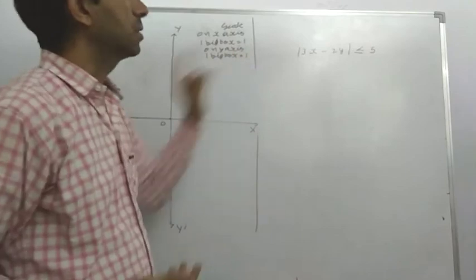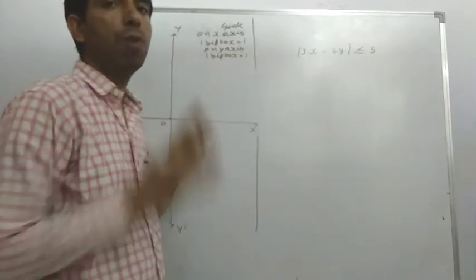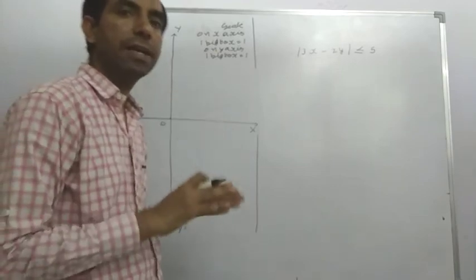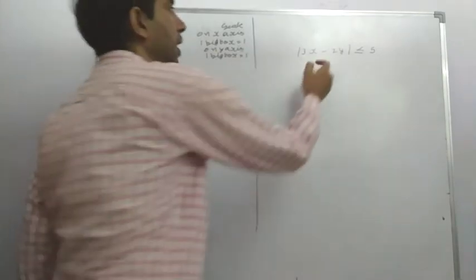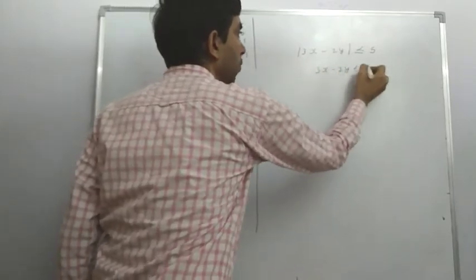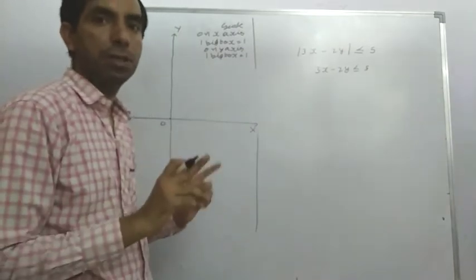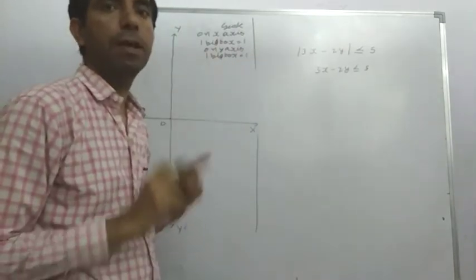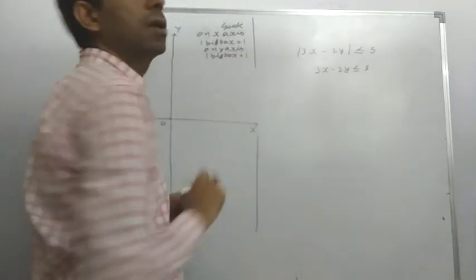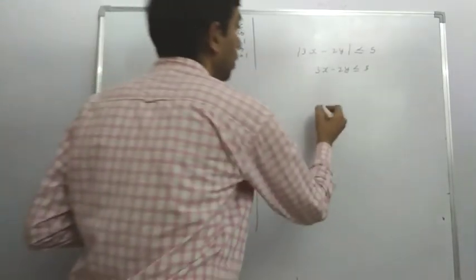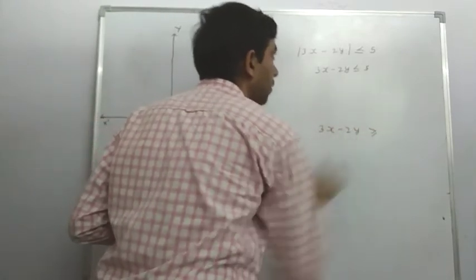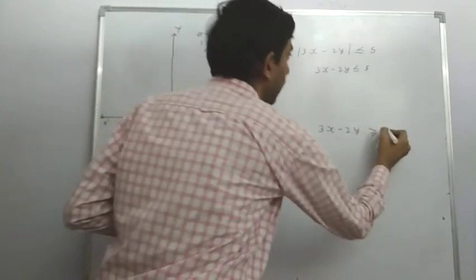For solving this, first we take 3x minus 2y. Mod means the sign will be made positive, so both times it is negative or positive. First time we write it as it is, 3x minus 2y less than or equal to 5, if it is positive. If it is negative, then it will be greater than or equal to 5. So we represent 3x minus 2y greater than or equal to 5.